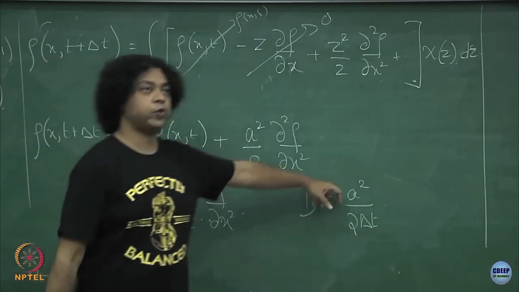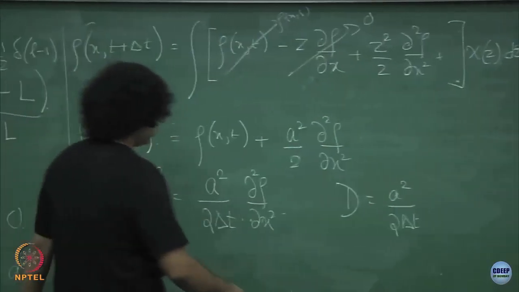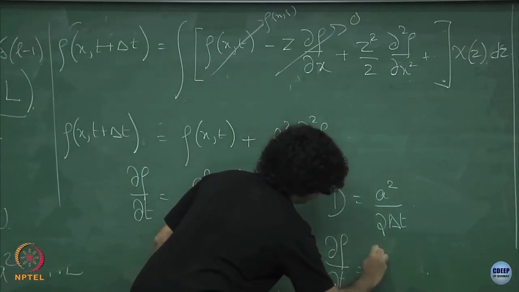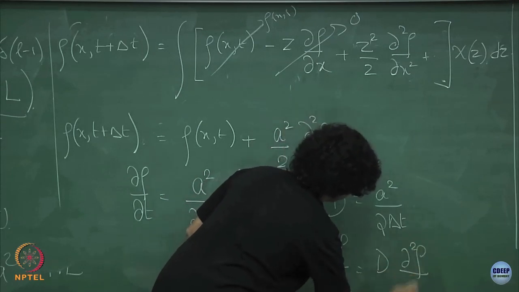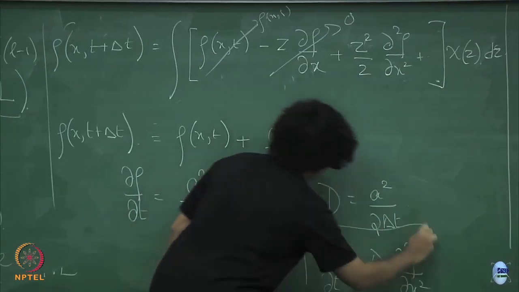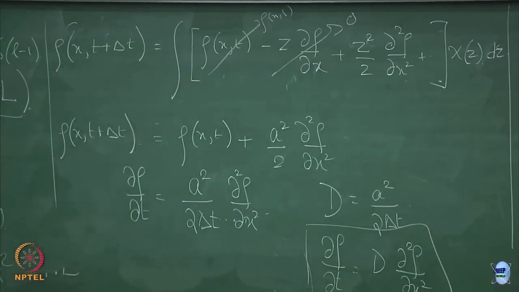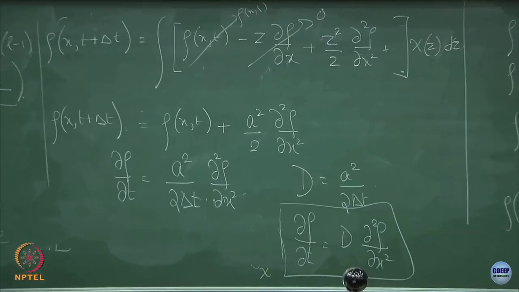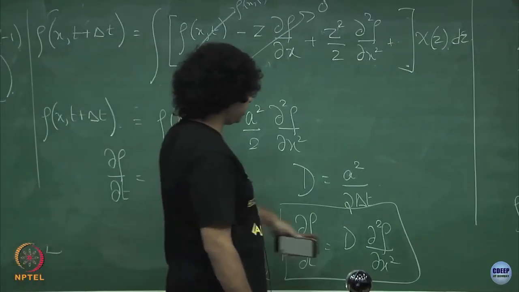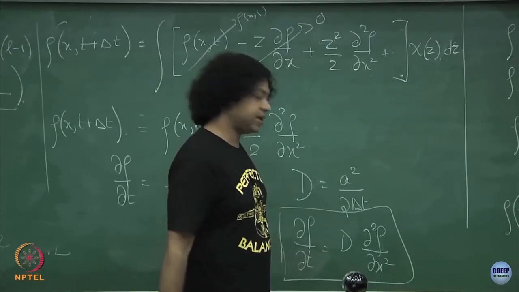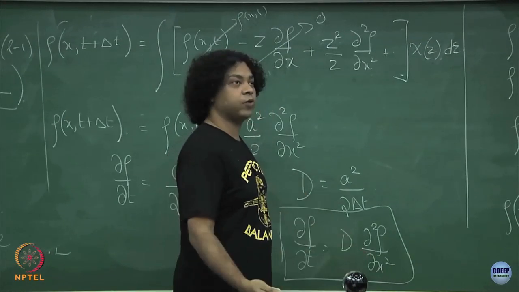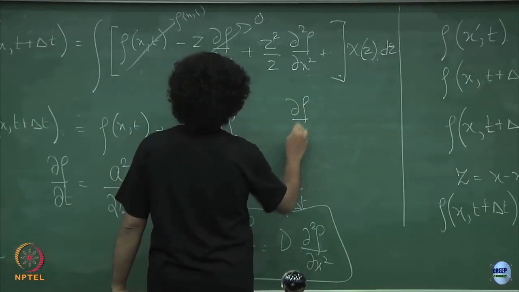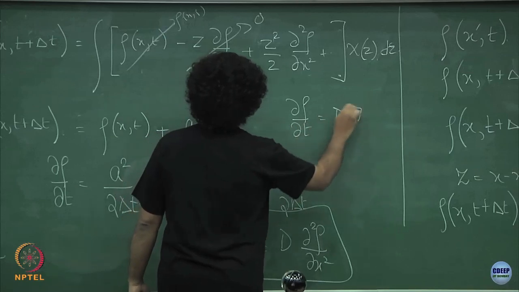It has units of L square over time, and then the continuum version of this equation becomes del rho del t is equal to D del 2 rho del x 2, which is nothing but my diffusion equation. I did this in one dimension, but rho could be a function of x, y, z and so on, in which case this would be del square, right, D del square rho. In general, I would get del rho del t equals D del square rho.